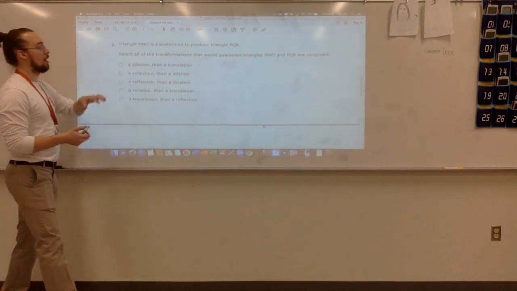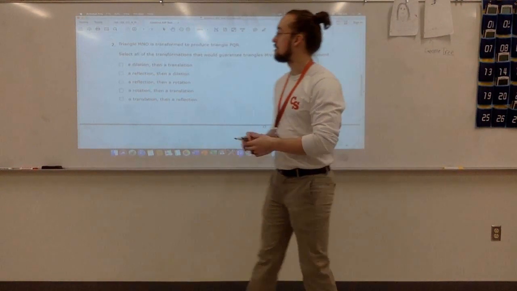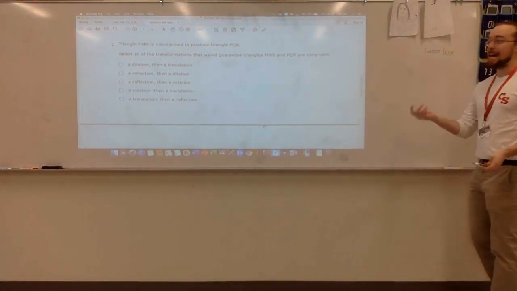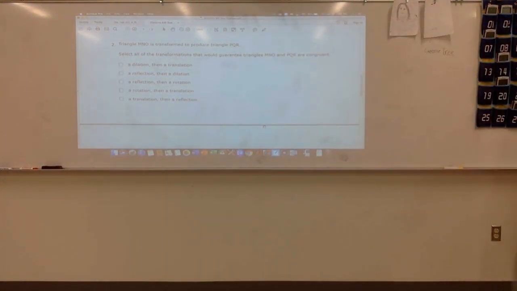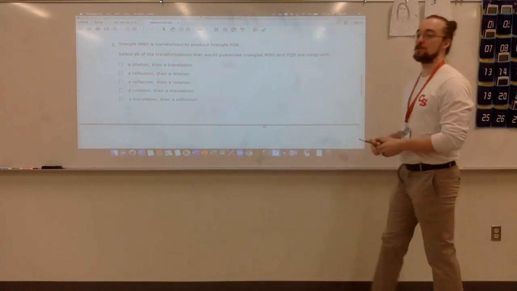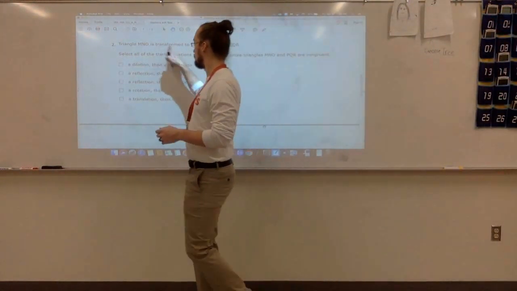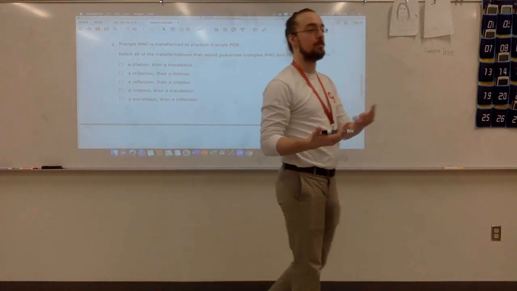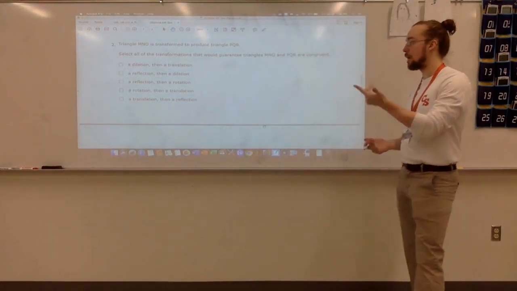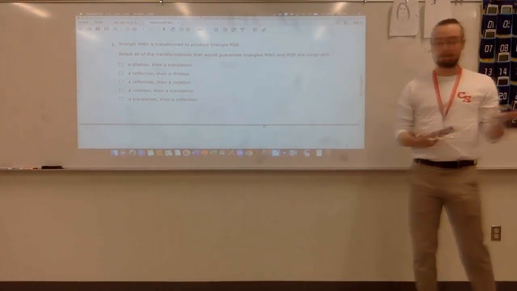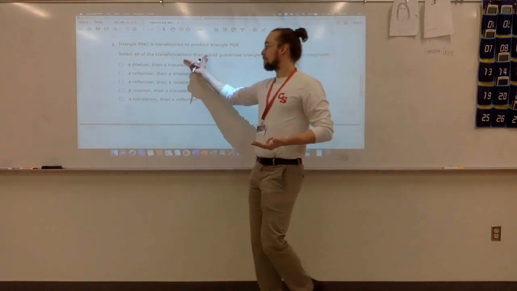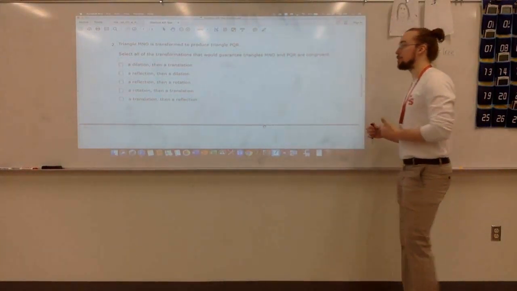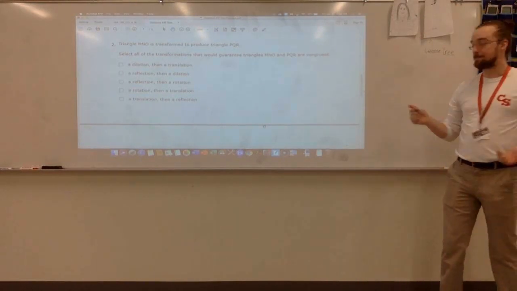Alright, so number 2 says we've got 2 triangles, and MNO is transformed to produce PQR. Okay, so transformed. We talked about 4 different types of transformations now: rotations, reflections, translations, and dilations. So it says pick all of the sets of transformations that would guarantee the 2 triangles are congruent.